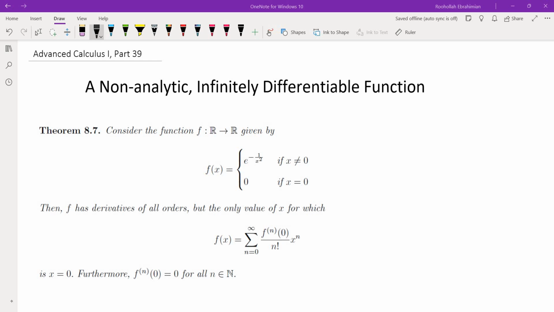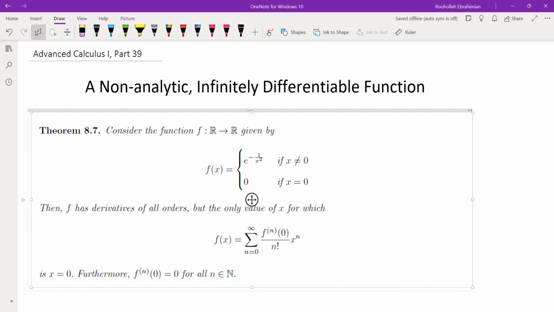Hello, in this video we're going to provide an example of a function that is infinitely differentiable but is not analytic. So let me explain what this is all about. If you recall, what we did when we started discussing Taylor polynomials was that our goal was to approximate functions using polynomials. We talked about the contact of two functions, and we were able to find polynomials with high contact with a given function.